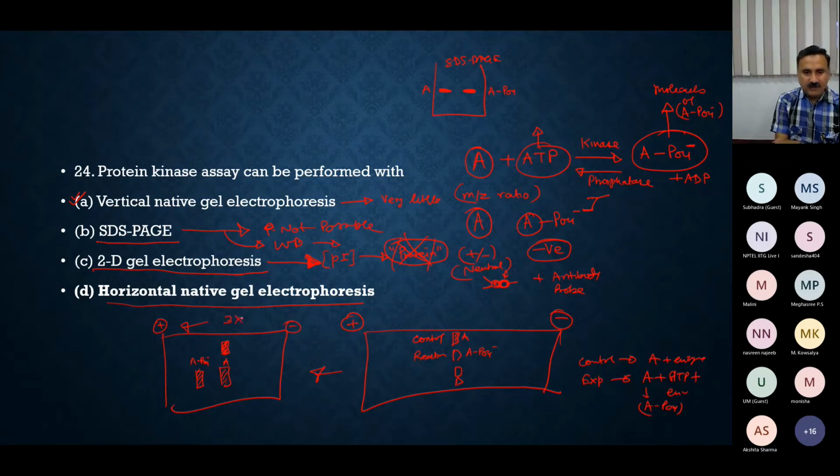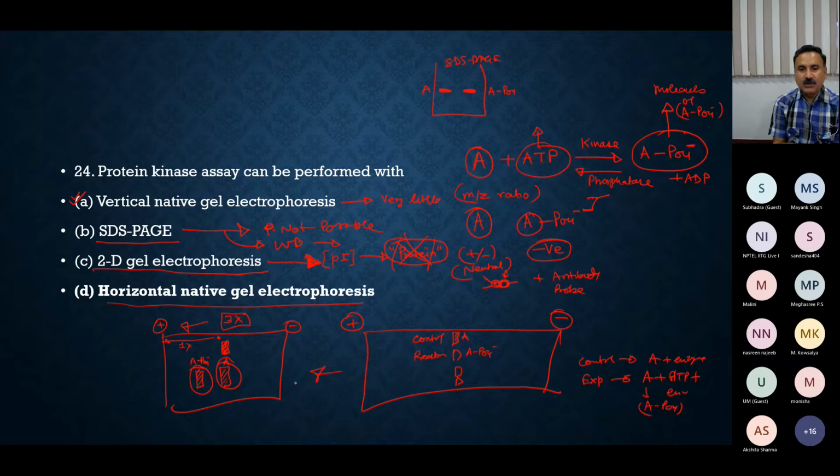So even if you run it for 3x, 3x means you are going to run the tracking dye from 1 to this side, that is called 1x. So if you run the tracking dye 3 times, which means you run the gel for 3 times, then that is called 3x. Even if you run 3x or 4x, there will be a subtle difference between the A phosphate and the A. And that's how you can measure the intensity of A phosphate from the A.